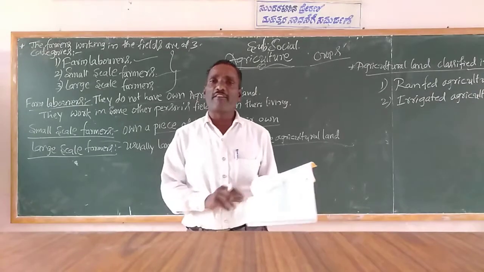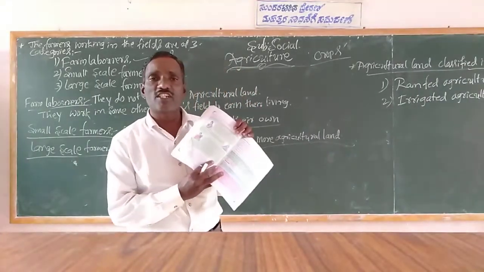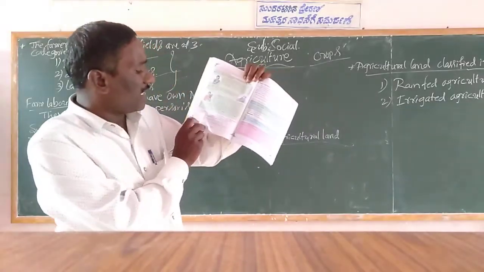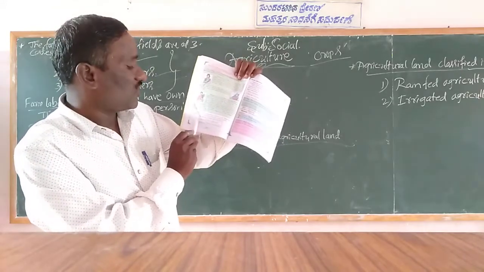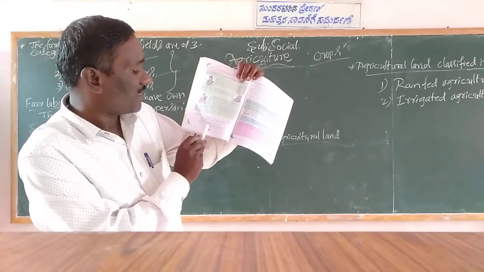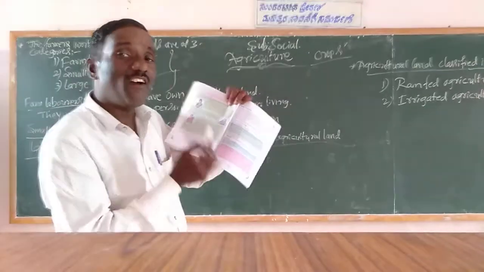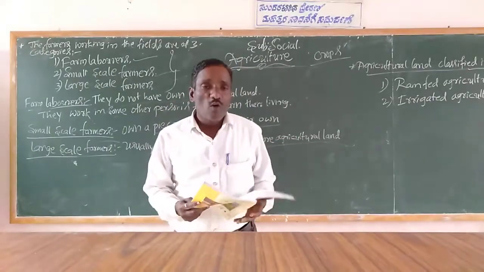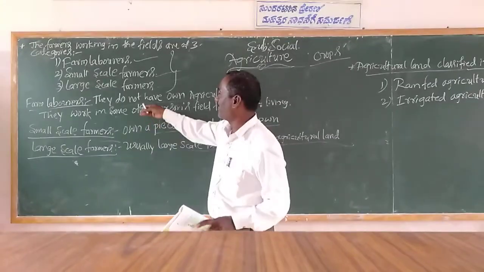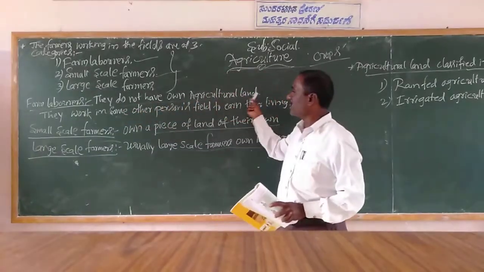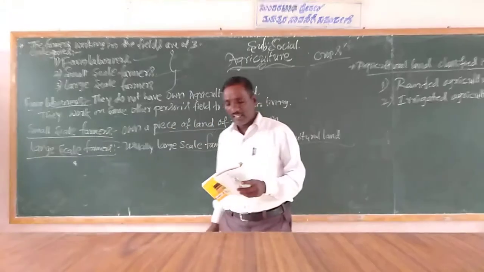Have you read the information? Now match the characters in the information with the correct words in your textbook. Look here. Rangamma, she is a farm laborer. Julukamma, she is a small scale farmer. Manjamma, she is a large scale farmer. Farm laborers do not have their own agricultural land. They work in some other person's field to earn their living.